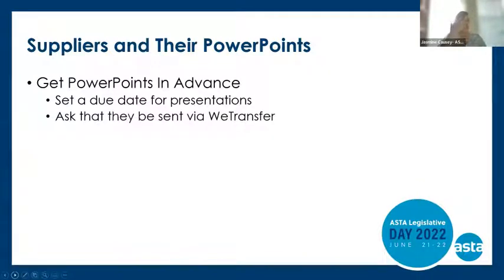So I would suggest that you ask that these presentations be sent via WeTransfer, which is a free file sharing website that you can use, or you can use whatever method works best for you as far as online file sharing. A lot of the time, our supplier partners' presentations are huge PowerPoints, and sending them via attachment in an email does not usually work out very well. That's why I encourage them to send them via WeTransfer or some other online file transfer service.